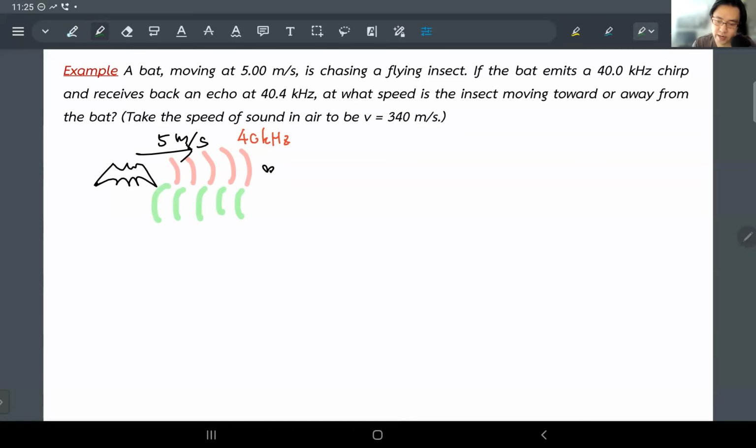The frequency that it receives back is 40.4 kilohertz. It's a little bit higher. At what speed is the insect moving and in which direction? Is it towards or away from the bat? And take the speed of sound to be 340 meters per second, as usual. Isn't that cool? This kind of question?